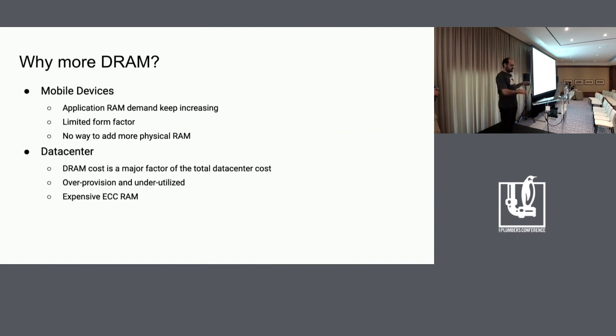On the other end of this computing platform, for data centers, it's mainly the cost. DRAM cost is one of the major factors of the whole data center cost. And usually the RAM is over-provisioned and underutilized. To reduce this cost, you have to increase the utilization without impacting the performance. And for the data center, usually the RAM is more expensive. It's error correcting, so a couple of bits per byte are used for reliability.